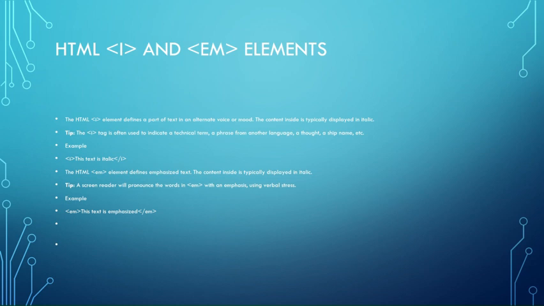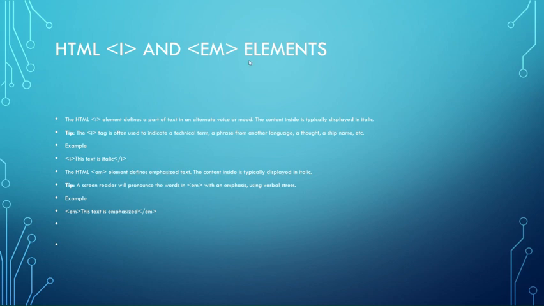The HTML emphasized element defines emphasized text. The content inside is typically displayed in italic. Tip: a screen reader will pronounce the word in EM with an emphasis using verbal stress. Example: EM. This text is emphasized.